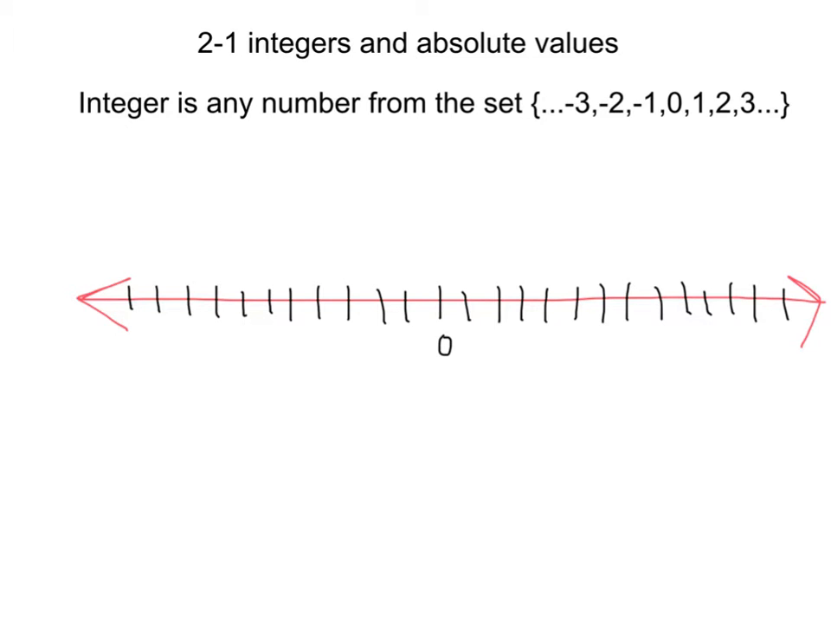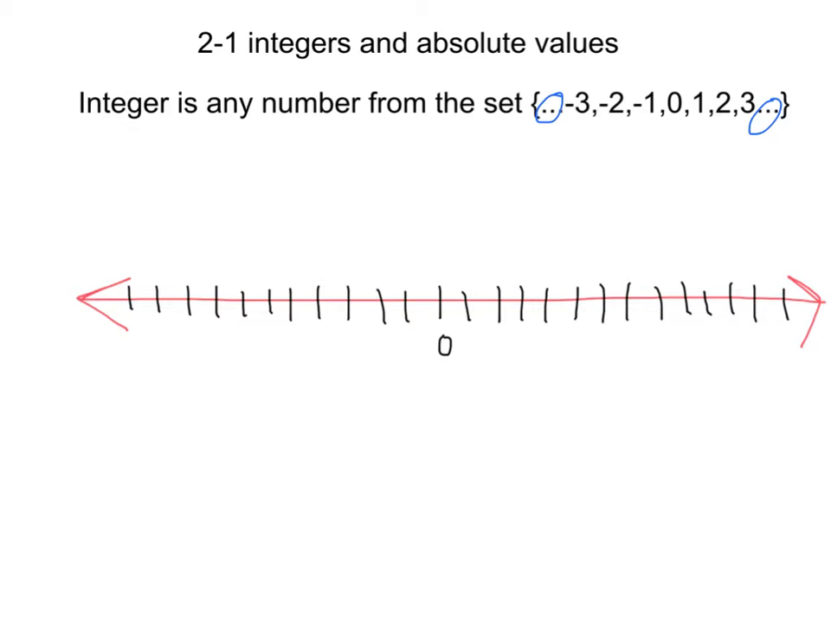Lesson 2-1, Integers and Absolute Values. An integer is any number from the set ..., -3, -2, -1, 0, 1, 2, 3, and so on. These little dots mean that it continues without end. It goes on and on forever with no end.